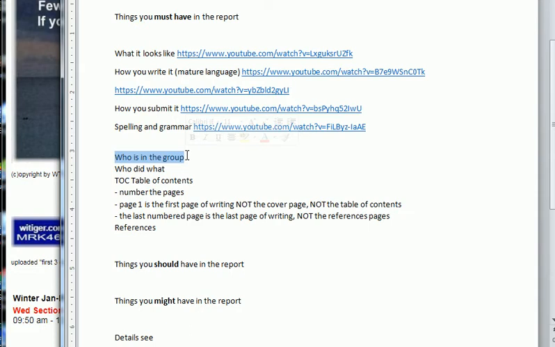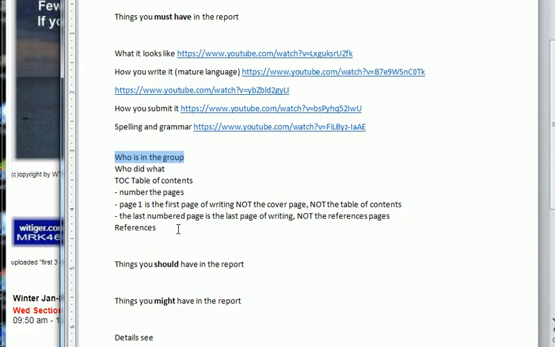Also, table of contents. The table of contents is really important because I can look at that and at a glance pretty much guess whether they've got most of the points covered or not. And also, when you number the pages, please, the cover page is not number 1. Table of contents is not number 2. All right, the first page is a page of writing. And the last page does not include the references.